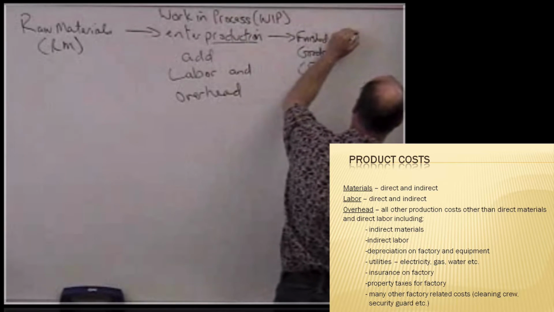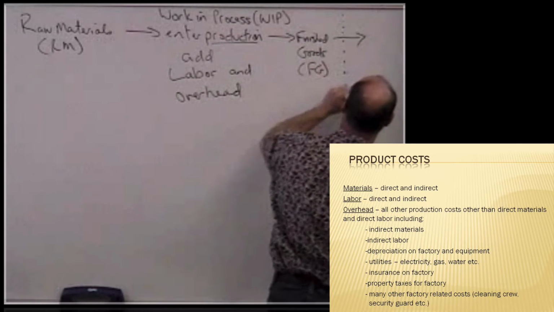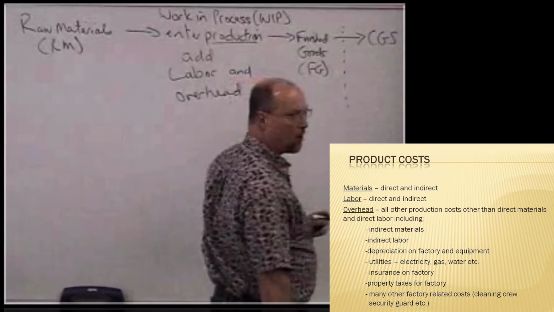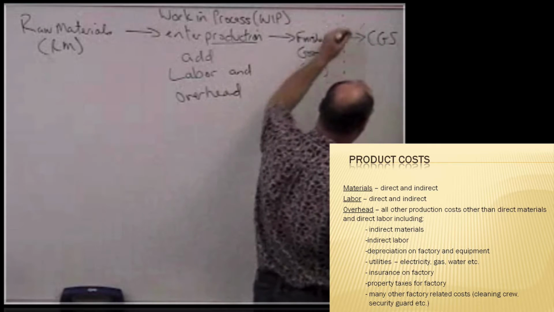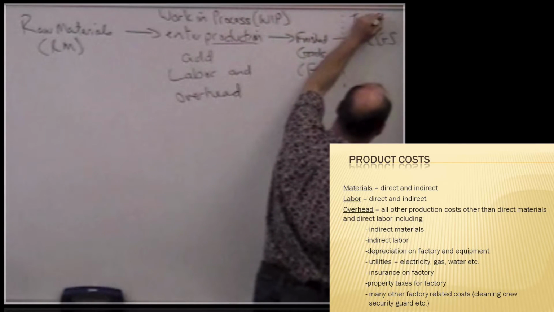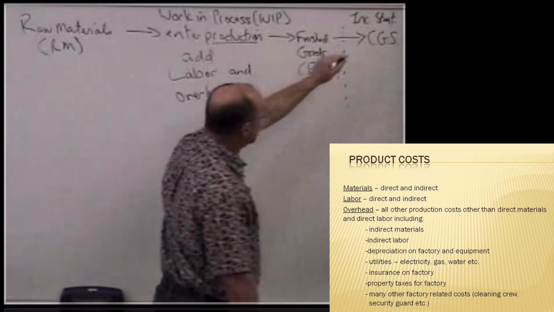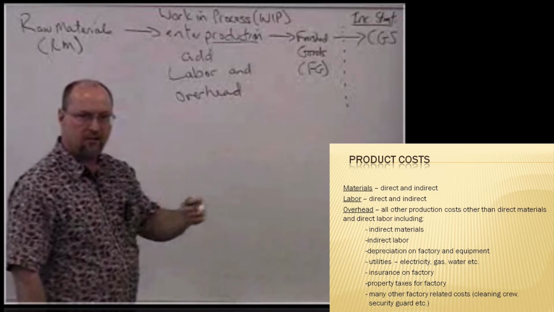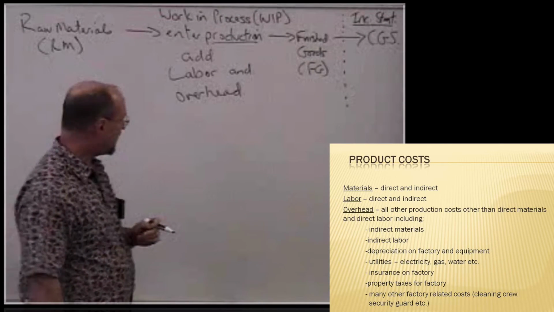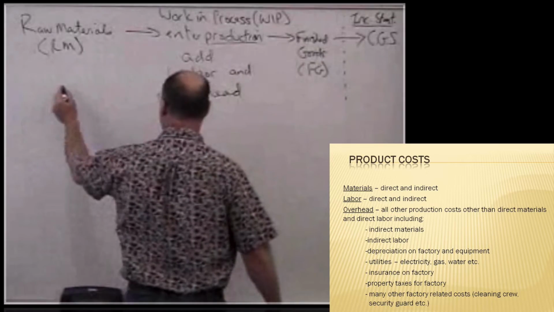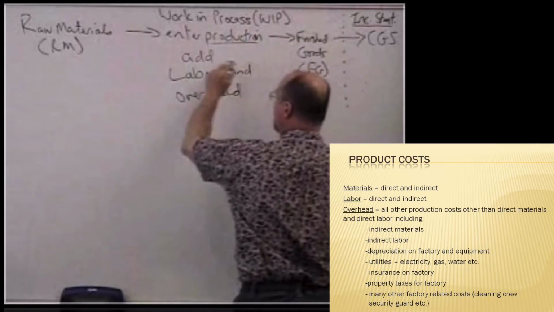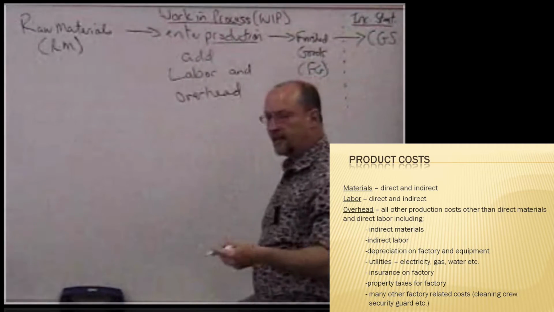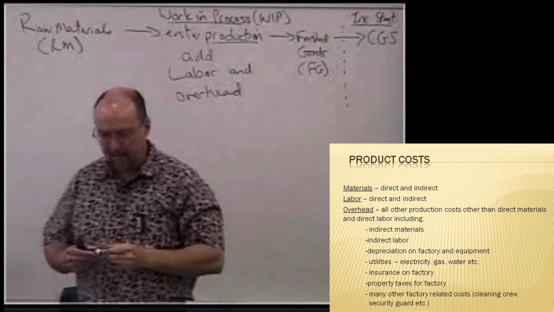And then ultimately, when we sell our inventory, it becomes cost of goods sold. I put a dotted line here because this is where our product costs end up on the income statement in cost of goods sold. We're going to see an income statement towards the tail end of this discussion. Now, these three types of inventory, raw materials, work in process, and finished goods, are inventories, which means they're assets, and they will go on the balance sheet.